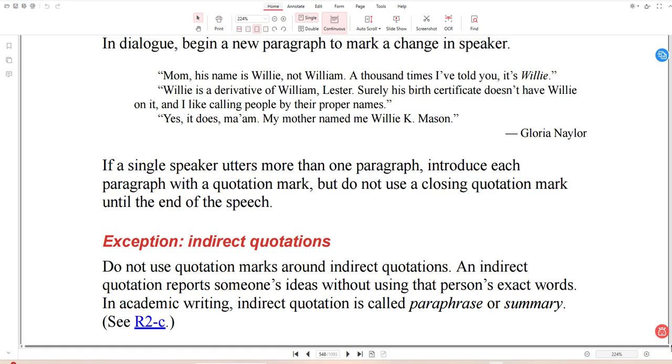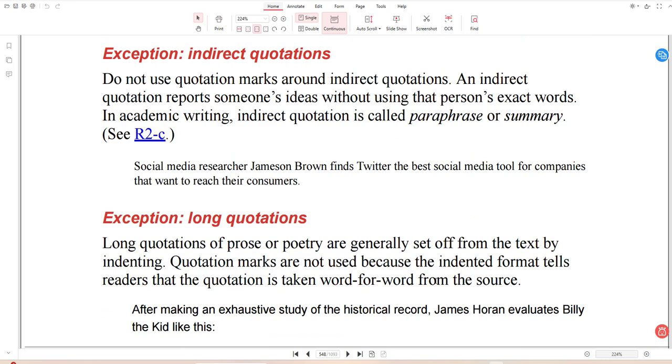Exceptions. Do not use quotation marks around indirect quotations. An indirect quotation reports someone's ideas without using that person's exact words. In academic writing, indirect quotation is called a paraphrase or a summary. Social media researcher Jameson Brown finds Twitter the best social media tool for companies that want to reach their customers.